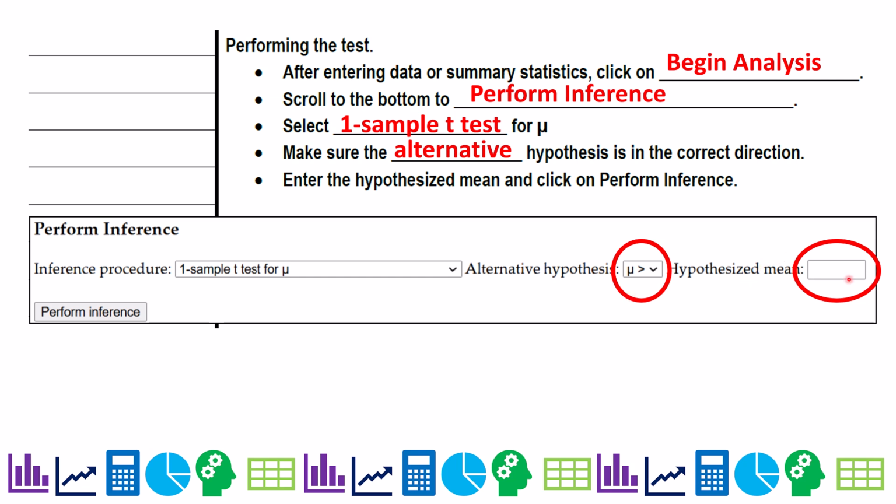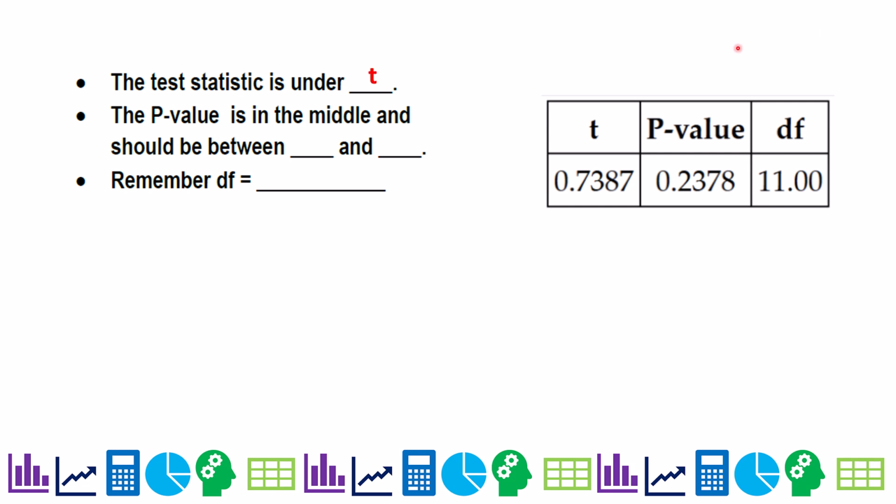The test statistic is under t. So it'll give you this report right here. There's your p-value. It should be a number from 0 to 1. Stapplet's never going to give you something else, but there's a hint. A test statistic can get big. A p-value is a probability, so it can only be between 0 and 1. And remember that your degrees of freedom are n minus 1.